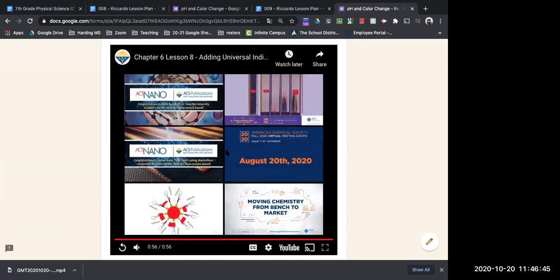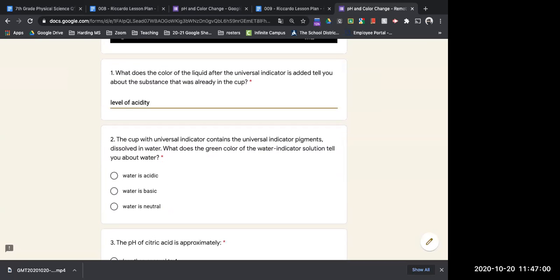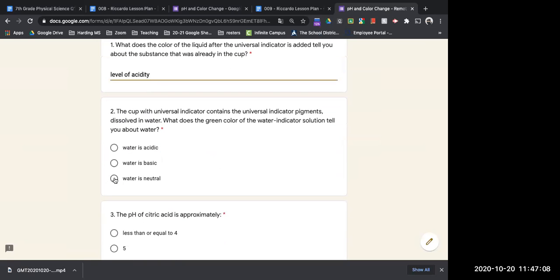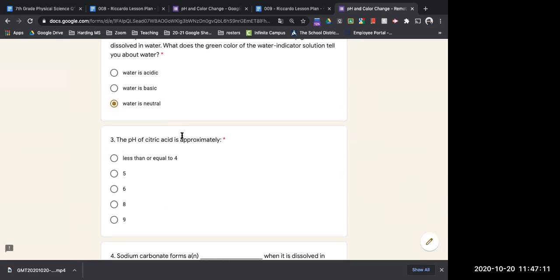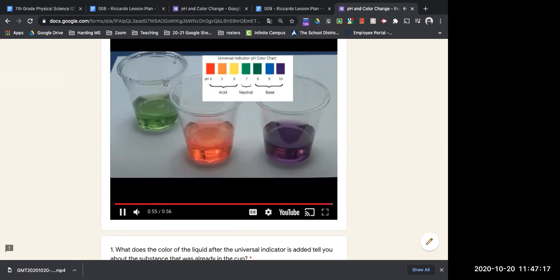All right, cool. What does the color of the liquid after the universal indicator is added tell you about the substance that was already in the cup? Level of acidity. The cup with indicator contains the universal indicator pigments dissolved in water. What does the green color of the water indicator solution tell you about water? It's neutral. The pH of citric acid is approximately, oh, I didn't catch that part. So it's like 4.5.